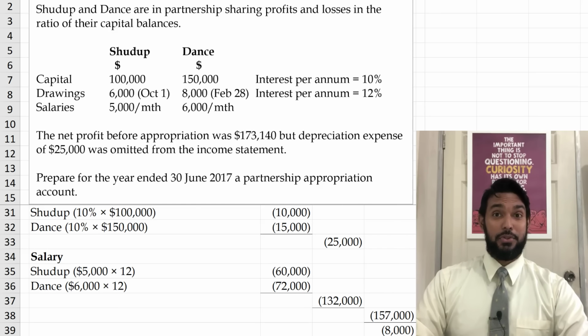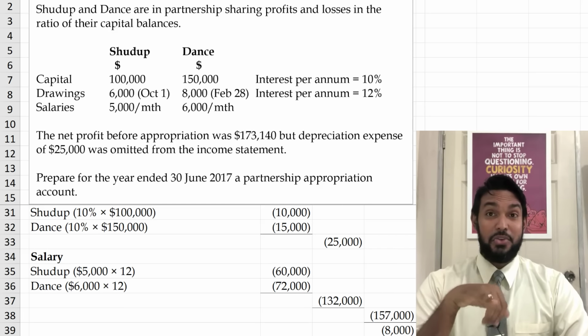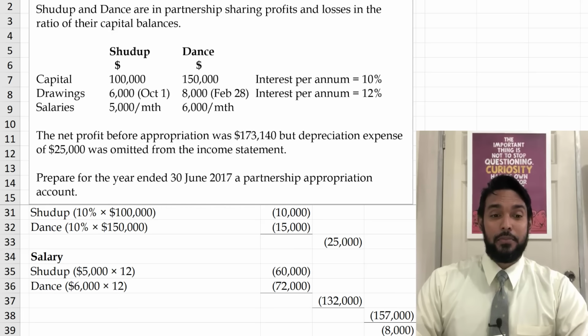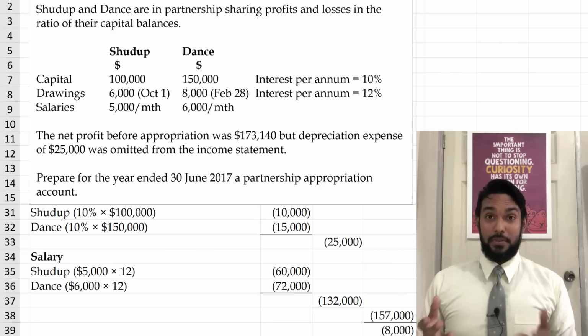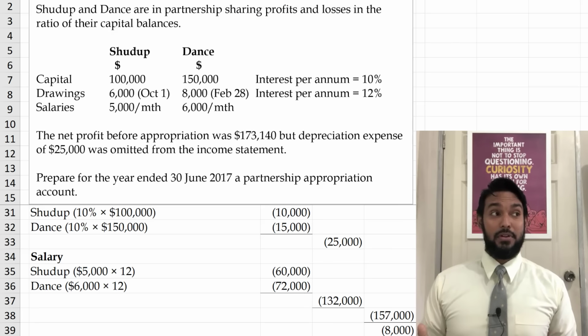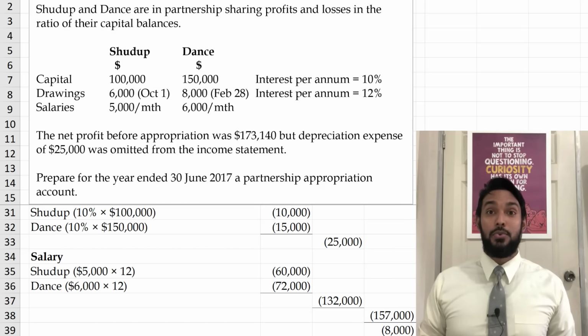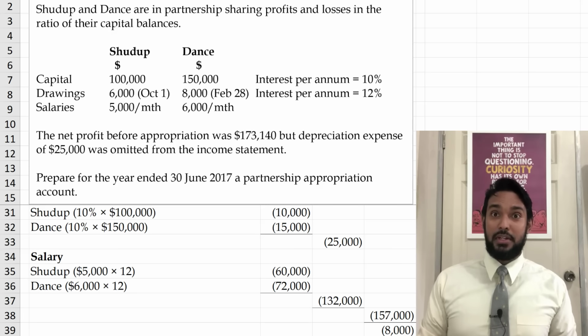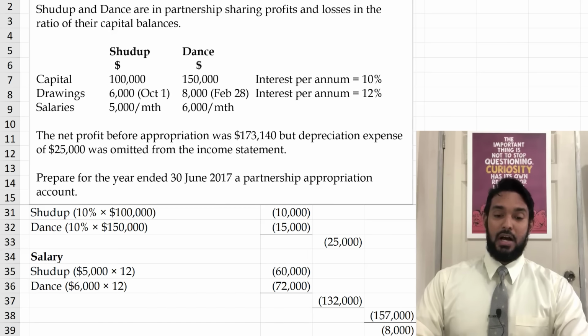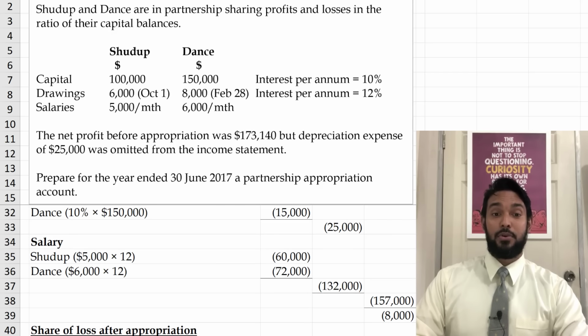Now, I did kind of foreshadow this if you were paying attention when I started reading the question. Look at the first sentence again. Shut Up and Dance are in partnership sharing profits and losses, right? Remember, the owners of the business get into business to make a profit, but there's always a risk they're going to make a loss. And who absorbs the loss? Who has to bear the loss? The owners. And in this case, who are the owners of a partnership? The partners. So what's going to happen here is we're going to have to share that loss in the profit sharing ratio.